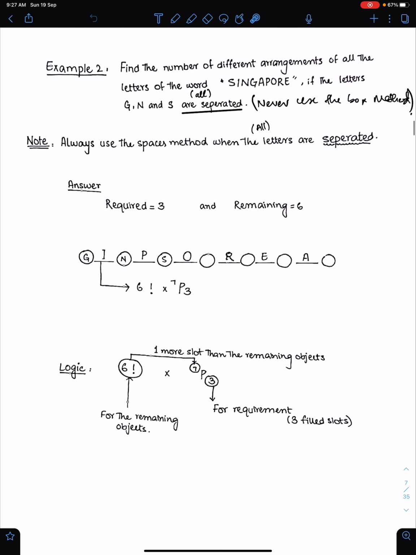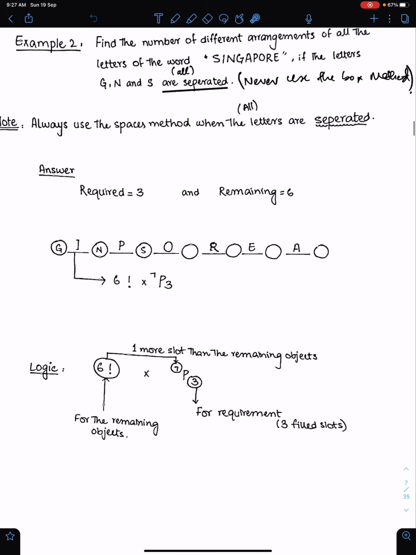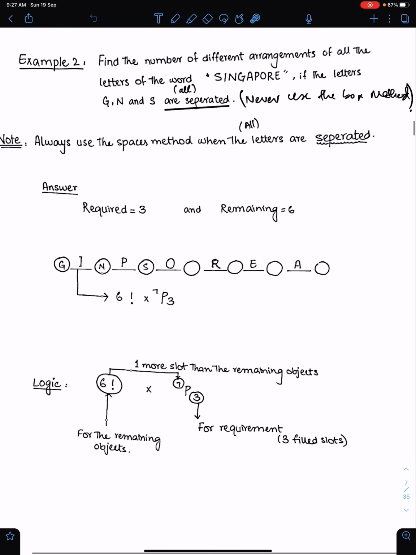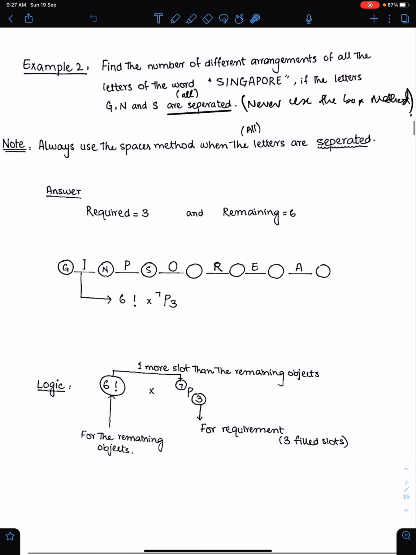Another example, and you have to do this example yourself. This example is similar to the previous question. Find the number of different arrangements of all the letters of the word Singapore if the letters G and S are separated. Are separated or are all separated, they both mean the same thing. I'm solving this question. So never use box method for this. Whenever you find the statement are separated, then never use box method. Always use spaces method.